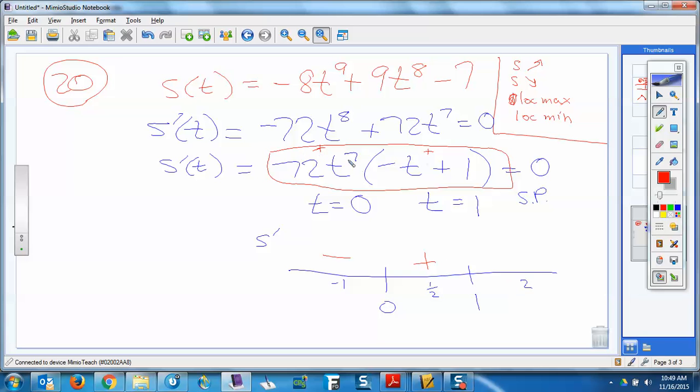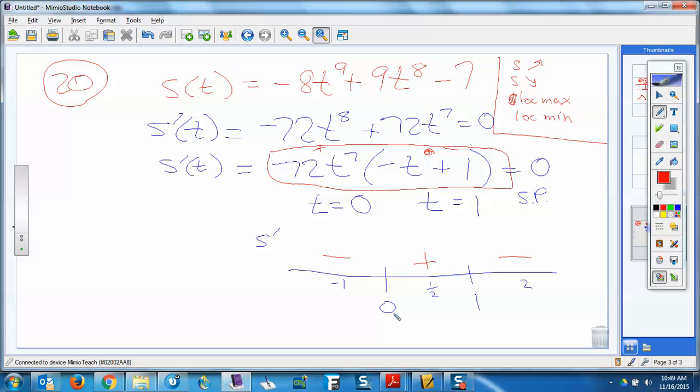Let's put a 2 in. 2 to the 7th is positive. Negative 2 plus 1 is negative. So positive times negative is negative. So what's this tell me that the S graph is doing? Down, up, down. Local min, then a local max.